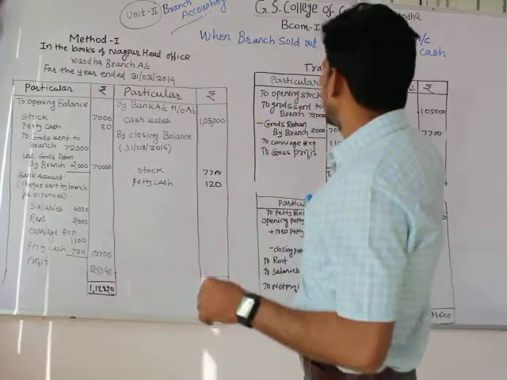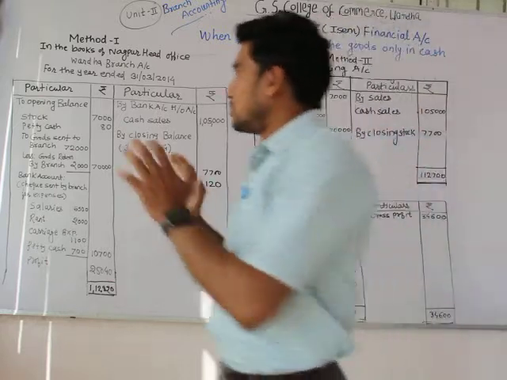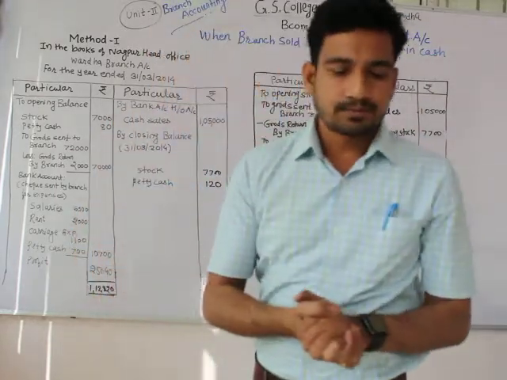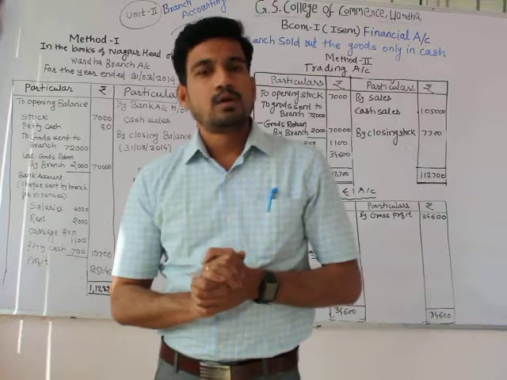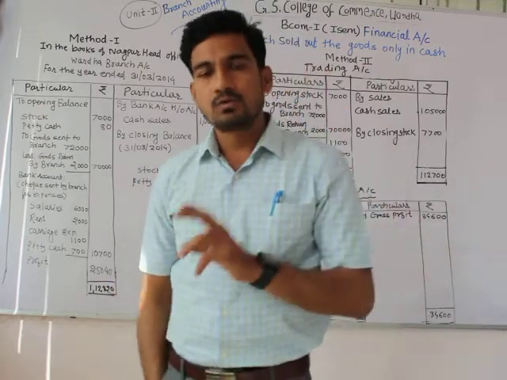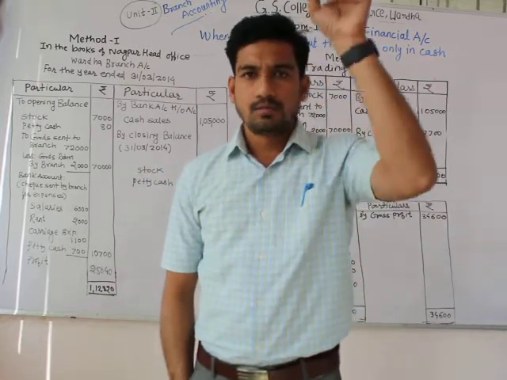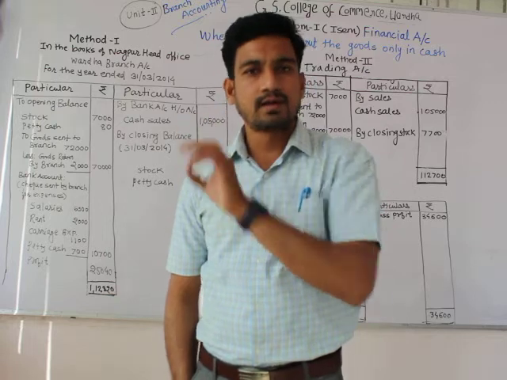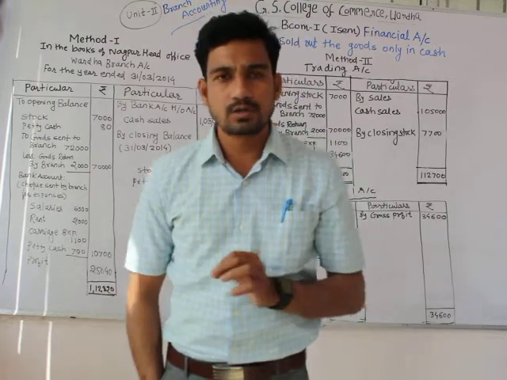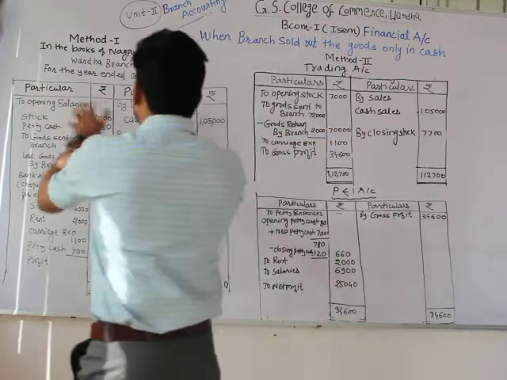So this is our problem where the branch sold the goods only in cash. First we will move to the first method. We have read the problem. You can see that problem in your official Google Drive, where you can see the PDF named BCom first year, first semester, financial accounting, unit number 2, branch accounting. There you can see this first problem. Now moving to the first method.